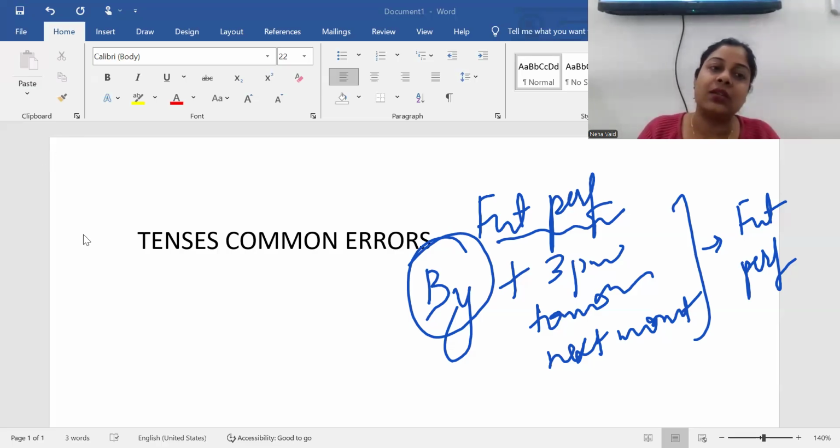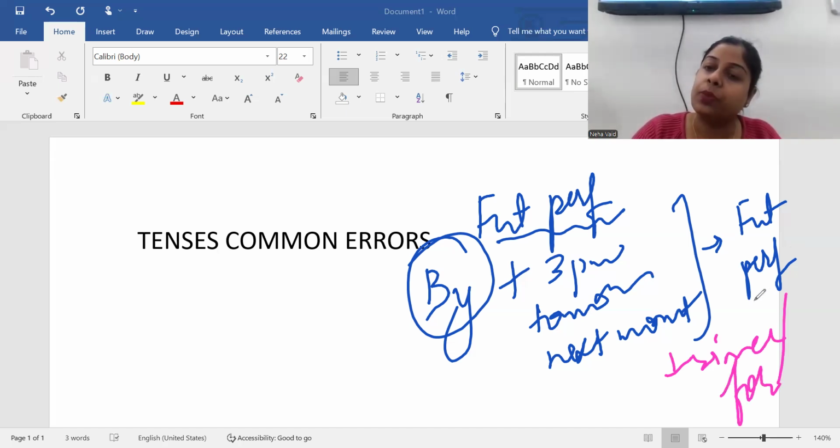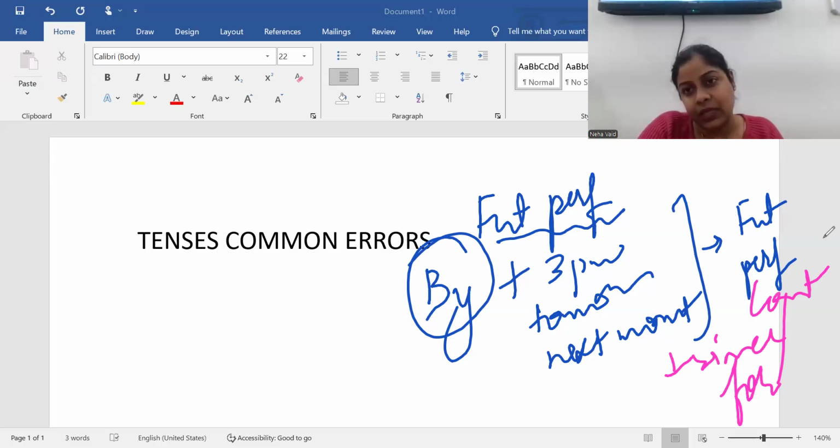And then if we add the same thing, if we add since or for, then it converts to future perfect continuous. By the time I'll be 30, or by next month, I will have been teaching English for more than 15 years. Okay? Or by the end of this year, I will have been staying in this house for 10 years.